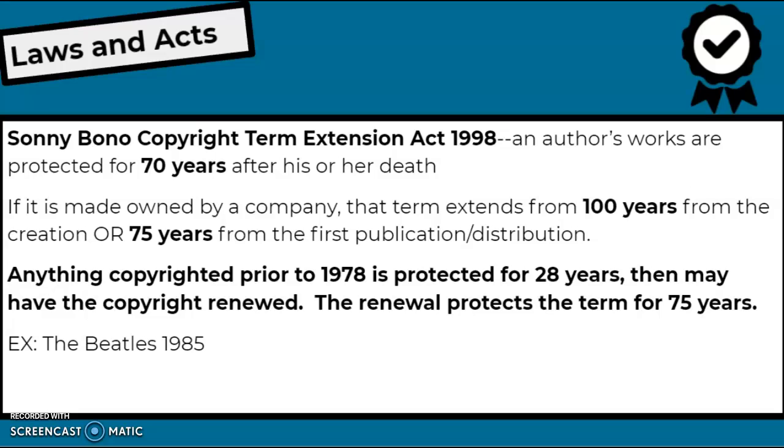Also, anything copyrighted prior to 1978 is protected for 28 years. Then you may have the copyright renewed. Once it's renewed, it follows the same rules that we talked about up at the top of the slide. So an example of this would be the Beatles. In the early 1980s, the Beatles were working on music with Michael Jackson and were discussing the importance of having the copyrights to works that the copyrights were ending on.